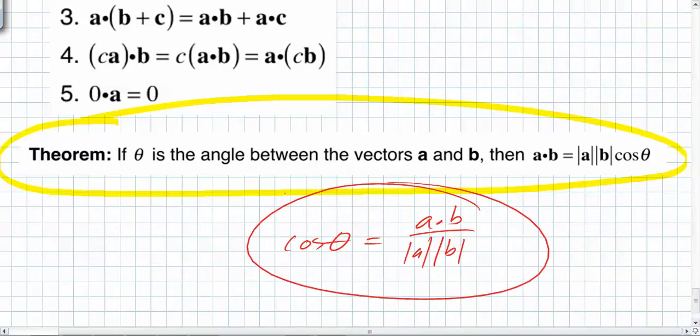Have you guys proven this in your other classes? Do you know what you used to prove this? Does anybody remember what you used to prove this? Anybody guess? Anybody know what that kind of looks like?